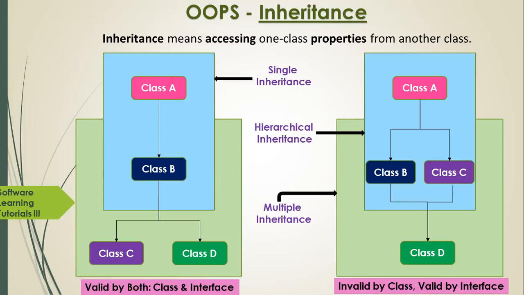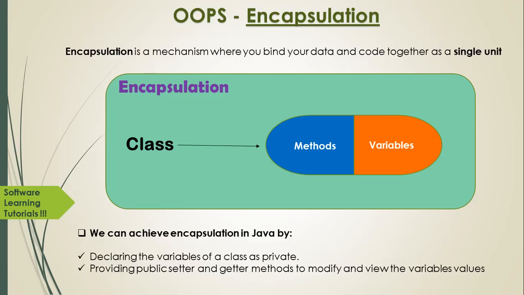Inheritance means accessing one class's properties from another class, and you can see the different types and a simple example on the screen. So the next thing in the OOPS concepts is encapsulation. As you can see on the screen, you might be aware of what encapsulation is: a capsule which contains methods and variables and represents the class itself, right? And all that structure we can call encapsulation.